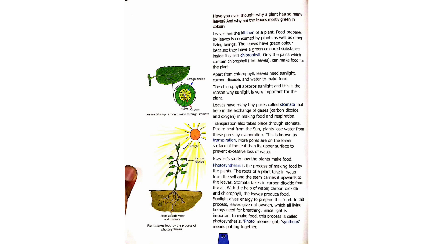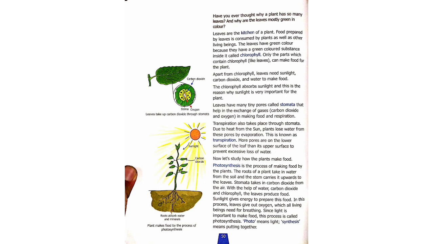Only the part which contains chlorophyll, like leaves, can make food for the plant. Apart from chlorophyll, leaves need sunlight, carbon dioxide and water to make food. The chlorophyll absorbs sunlight, and this is the reason why sunlight is very important for the plant. Now leaves have many tiny pores called stomata that help in the exchange of gases such as carbon dioxide and oxygen. They are very essential for the exchange of gases during photosynthesis, or the process of making food, and respiration.